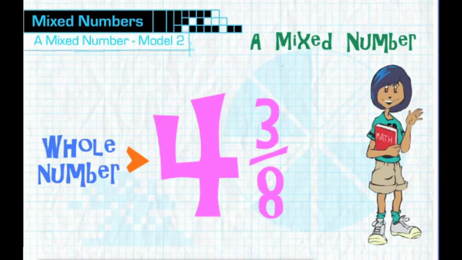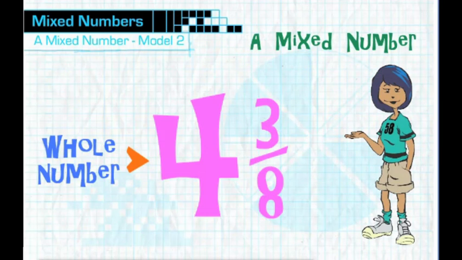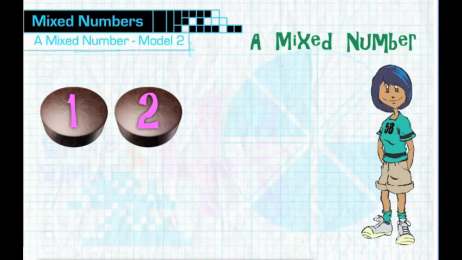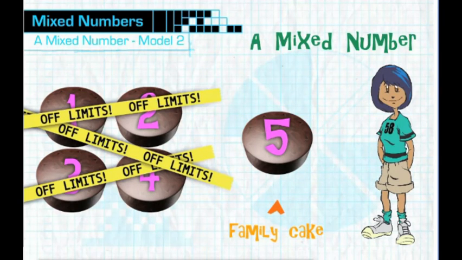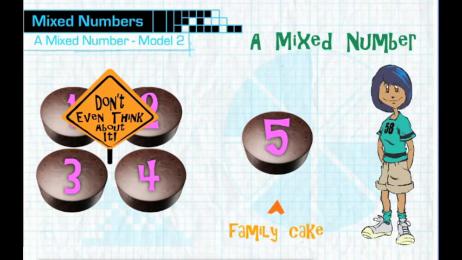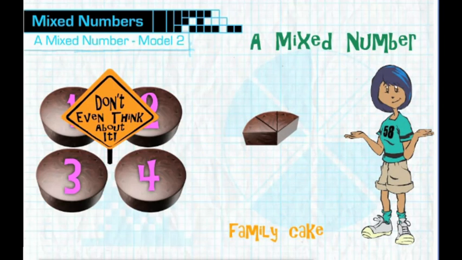Hi, I'm Emily. Excuse the interruption, but I think I have a more delicious way to explain a mixed number. Units. Who wants to talk about units when we can talk about chocolate cake? My mom and I made 5 chocolate cakes earlier today. One is for our family, the other 4 are off limits. They are off limits because I am taking them to the band's bake sale. I even made a "don't even think about it" sign to protect them, because my dad and brother have already eaten over half of the family cake.